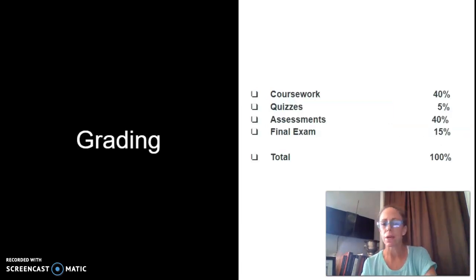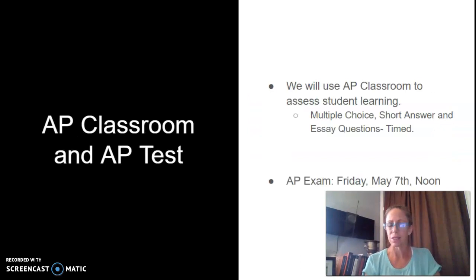In addition to that, the grading components, which are always important for us to understand: the coursework is 40% of their overall grade, quizzes are 5%, assessments are 40%, and then the final exam each semester will be 15% of their semester grade. This is obviously an AP class. It's an elective, but the students are signing up to really put in the hard work so that hopefully they're prepared and feel comfortable taking the AP exam in May.